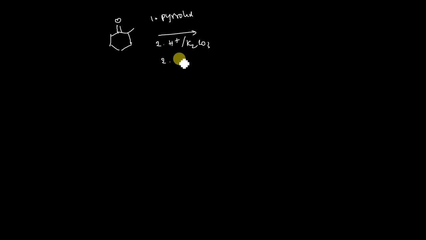So far in this alkylation process, we have discussed examples of symmetrical carbonyl compounds. Let us discuss the unsymmetrical carbonyl compound. For example, I am taking 2-methyl cyclohexanone. When I treat 2-methyl cyclohexanone with pyrrolidine under acidic condition, followed by treating with the alkyl halide and hydrolysis, this reaction gives you two different types of products.